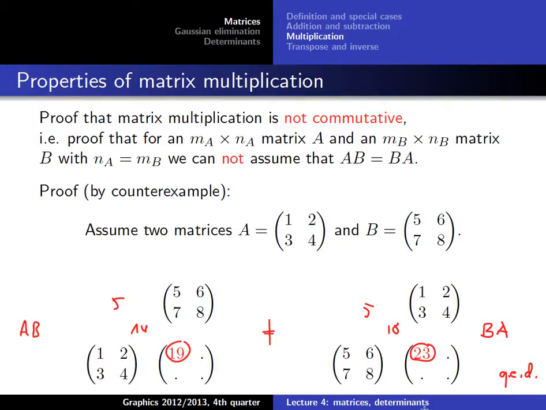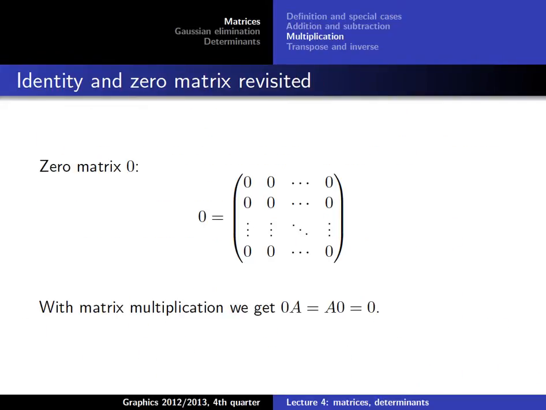QED, by the way, stands for Quod erat demonstrandum. It's Latin, and mathematicians usually write this at the end of a proof, and it means this is what had to be shown. Actually, I don't know the English translation for it, but yeah.